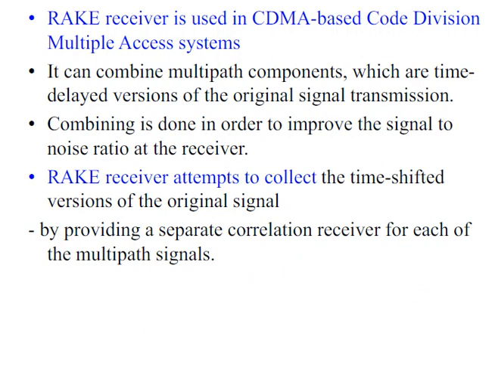The RAKE receiver is used in code division multiple access based systems. It can combine multipath components, which are time delayed versions of the original transmitted signal. Combining is done in order to improve the signal to noise ratio at the receiver. The RAKE receiver attempts to collect the time shifted versions of the original signal by providing a separate correlation receiver for each of the multipath signals.